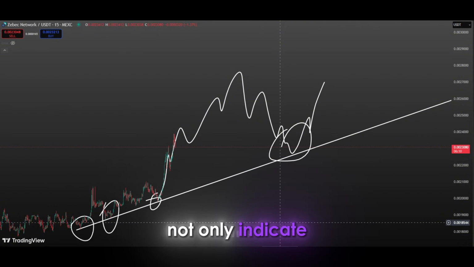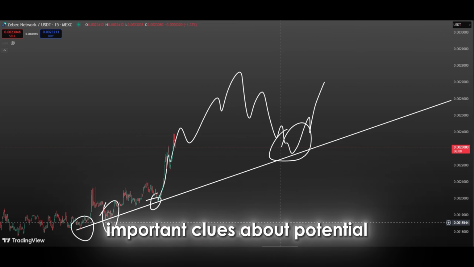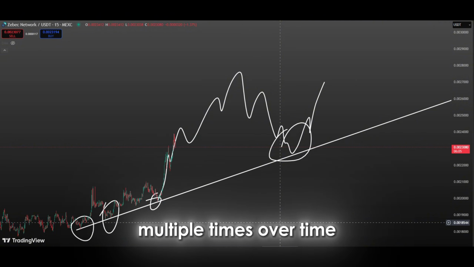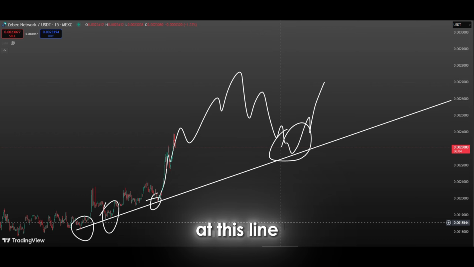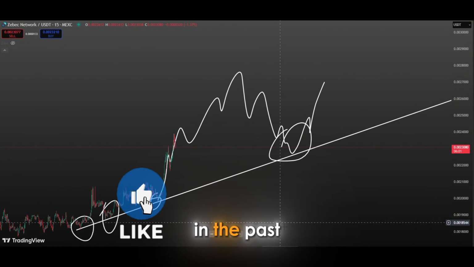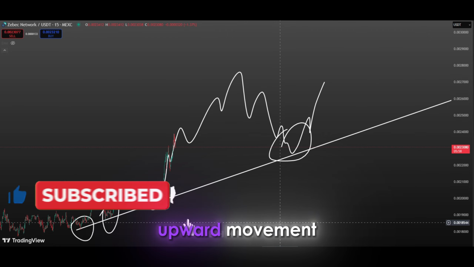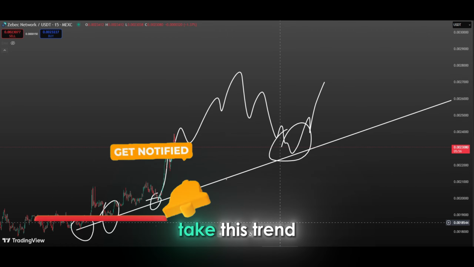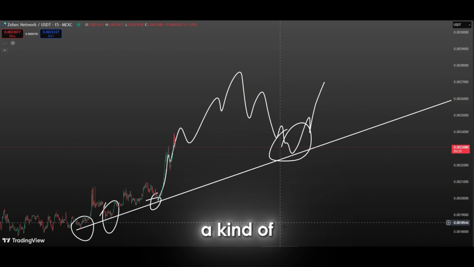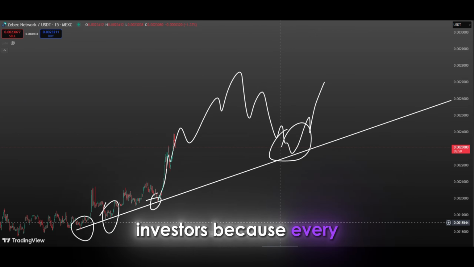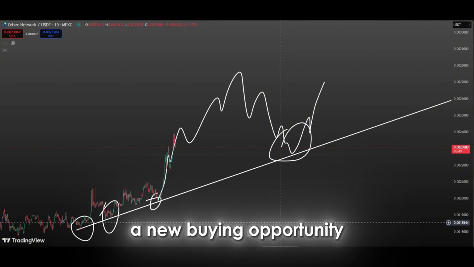These types of trends not only indicate the current direction, but also offer important clues about potential support areas. This is because the trend line has been tested multiple times over time, and buyers have consistently stepped in at this line. The ascending trend line shown on the chart has a very orderly and symmetrical structure. In the past, the price has touched this line several times, and each touch has been followed by a notable upward movement. This clearly shows that market participants take this trend line seriously, treating it as a kind of psychological support level. These types of upward trend lines that act as support are especially important for medium and long-term investors, because every dip to this line is seen as a new buying opportunity.